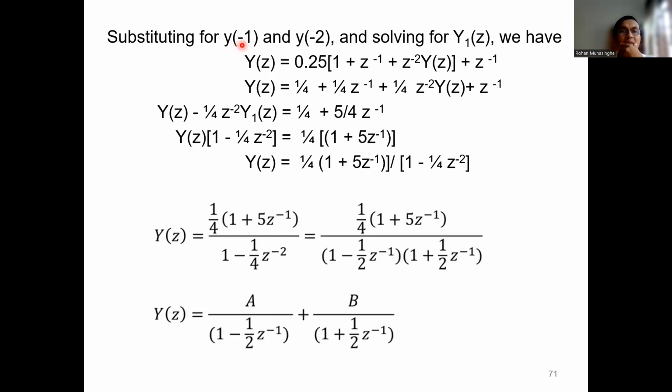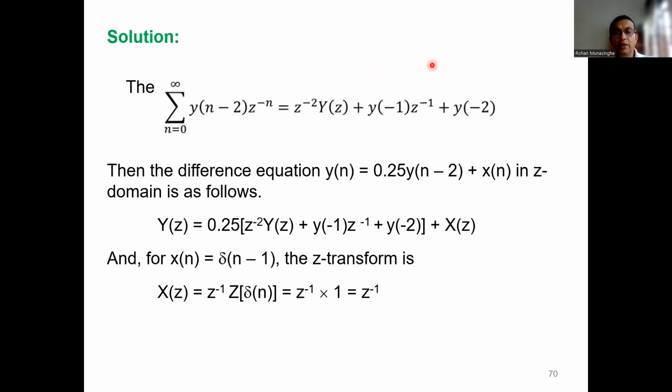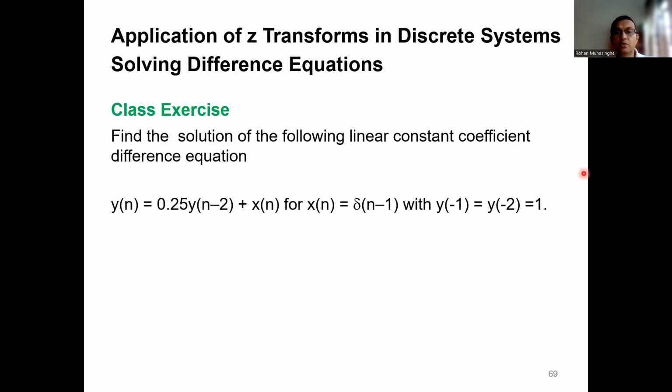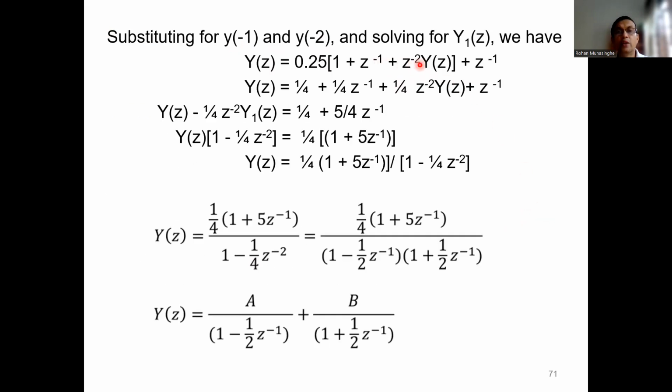So the values given for y[-1] and y[-2], you can substitute over here. They're both 1, I think. Yes, they're both 1. So you substitute 1 and 1 over here, and z to the minus 1 for the Z transform of x[n]. After that is simple arithmetic. I don't want to go through each and every step. And finally, we get to Y(z) as a rational polynomial, this one.